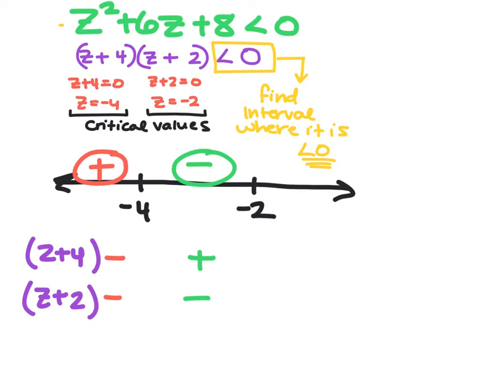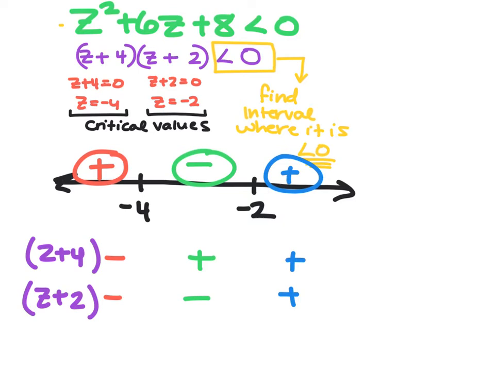Last one, z plus 4. Let's pick a bigger number than -2. How about 0? So 0 plus 4 is 4. That's positive. 0 plus 2, also positive. Positive times positive is positive. So this interval is positive.